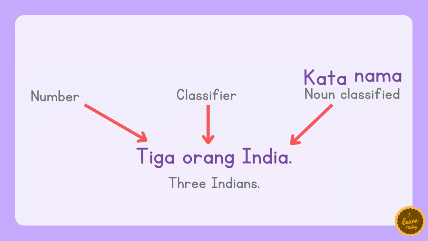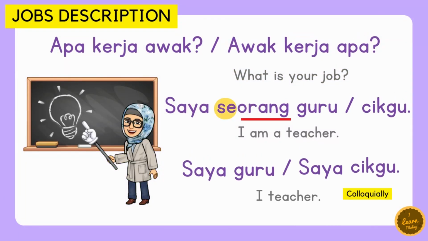As a beginner in Malay, you will be asked this kind of question when introducing yourself. Apa kerja awak? Awak kerja apa? What is your job? So you may answer in proper Malay, saya seorang, followed by your job. In this example, let's say you are a teacher, you may say, saya seorang guru, or a similar word for guru is cikgu. Saya seorang cikgu.